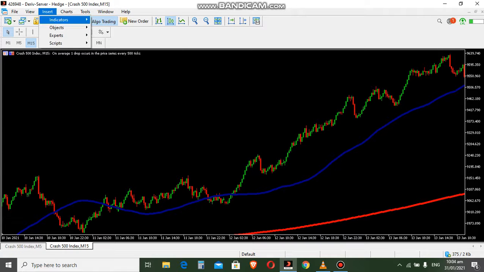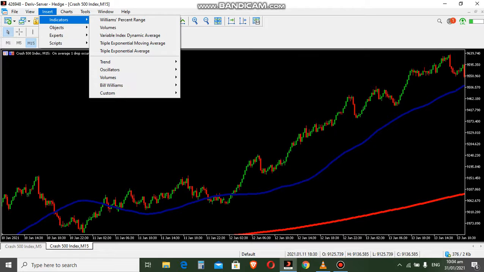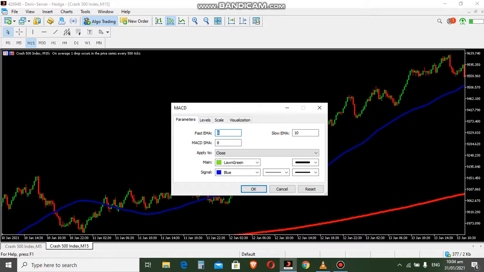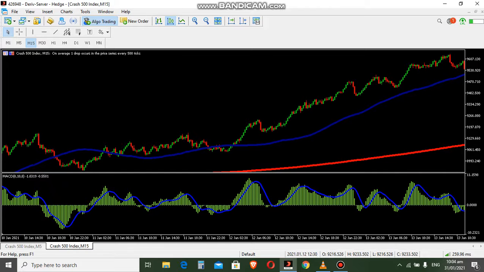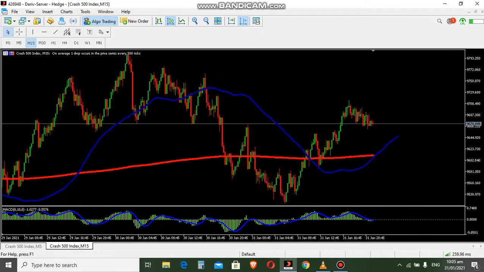Then the other indicator: if you go to oscillator, then MACD, the settings are 8 on the fast EMA, the MACD SMA is 8, and the slow EMA is 10. Choose any colors for the main and signal lines, but I choose green and blue. So let's see, it's nicely placed on my chart.